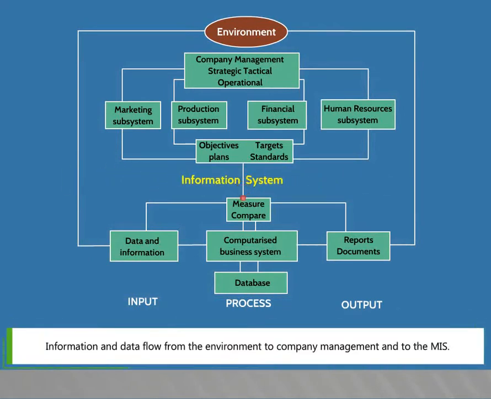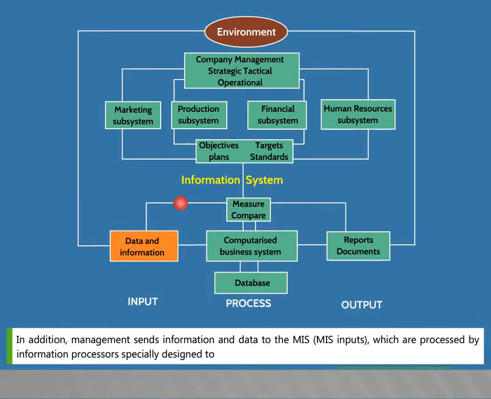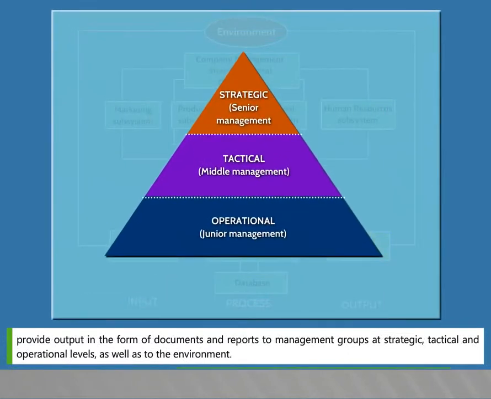Information and data flow from the environment to company management and to the MIS. In addition, management sends information and data to the MIS, that is MIS inputs, which are processed by information processors specially designed to provide output in the form of documents and reports to management groups at strategic, tactical, and operational levels, as well as to the environment.